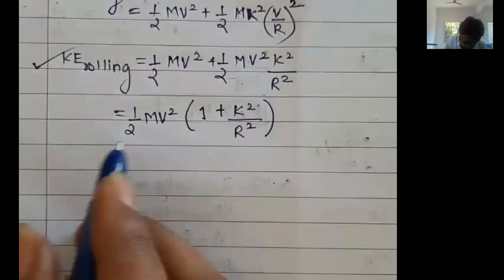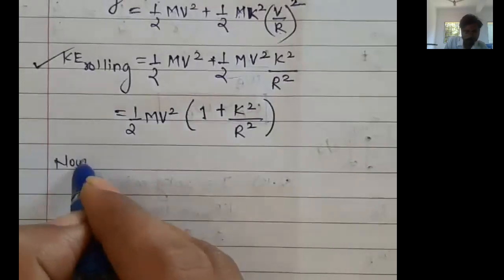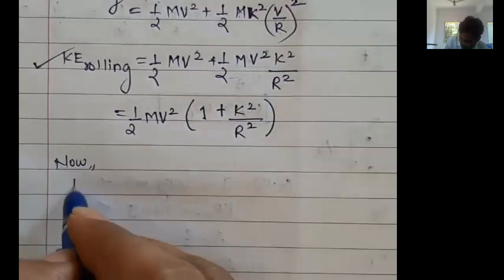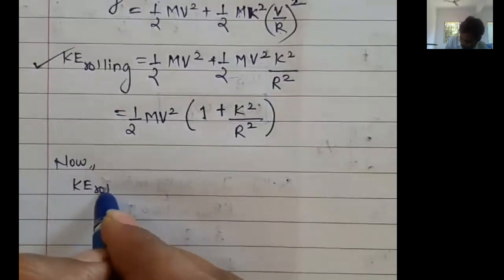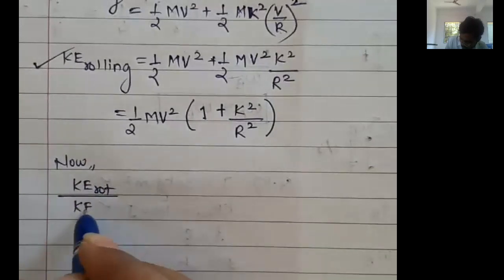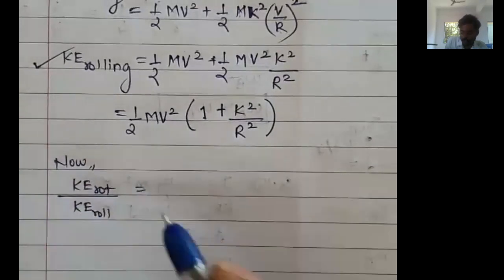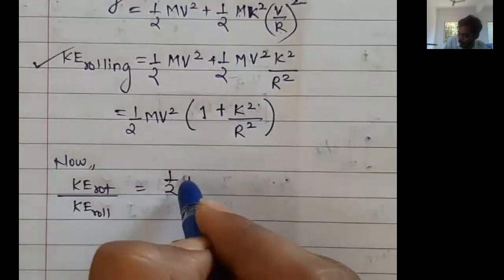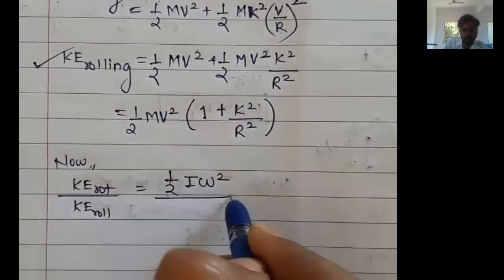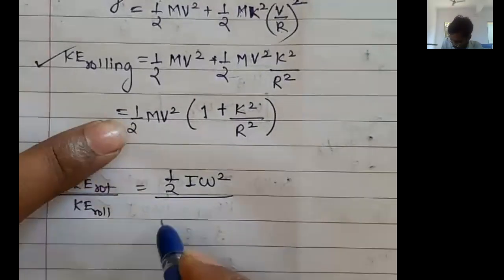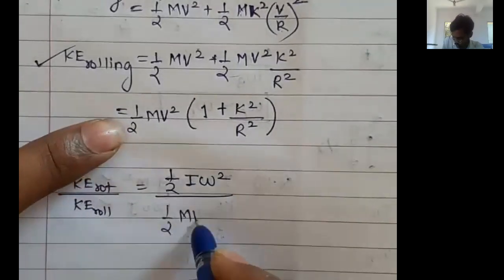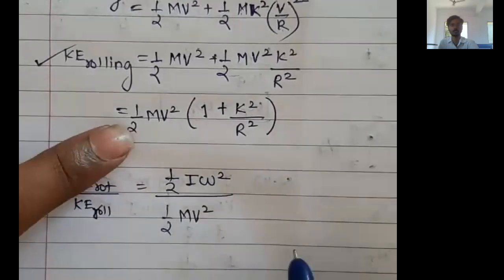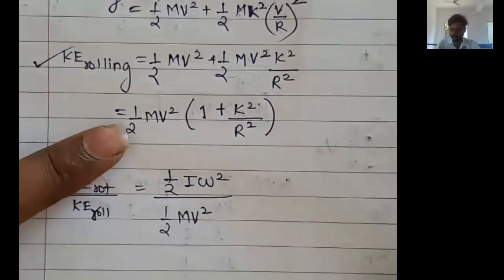Okay, so now after looking at the formulae, we will write what is asked. KE rotational divided by KE rolling, which is equal to, what is KE rotational? 1/2 I omega square divided by, what is KE rolling? Rolling means total kinetic energy, which is the addition of translational and rotational kinetic energy.